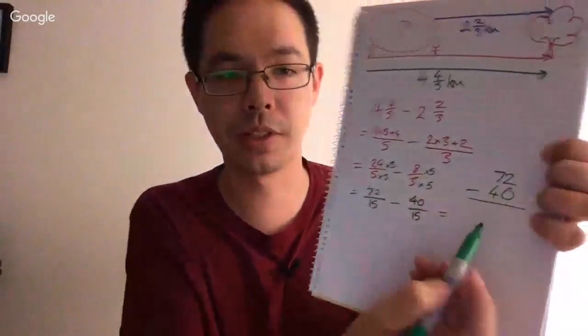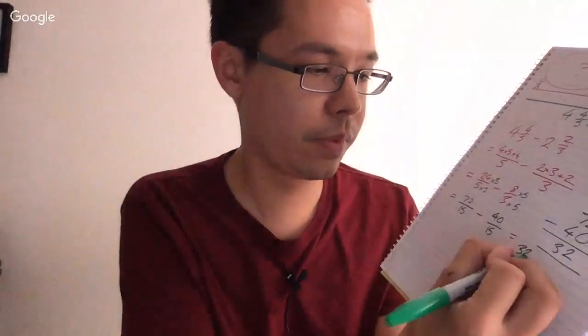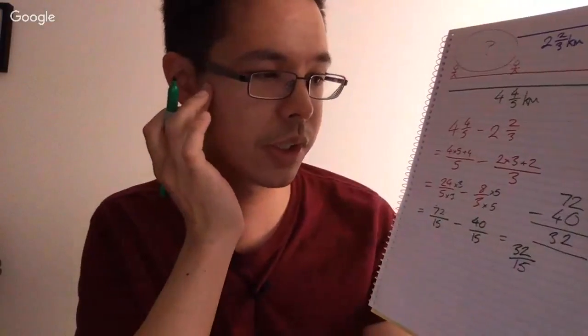So I get 72 take 40. Well, I can't do that in my head because I'm not fast enough. So I'm now going to do it like this to try and solve it. 2 take 0, 2. 7 take 4, 3. So I get an answer of 32 over 15. That's how much distance has been traveled.